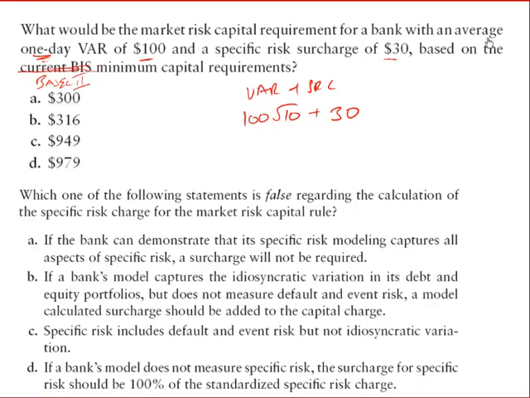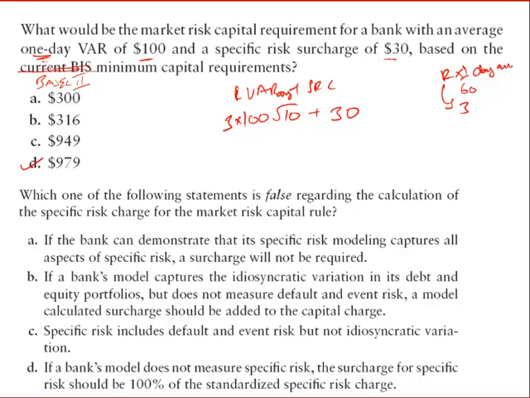And please note, the average 1-day VaR is given. So if you're using the last 60-day average, then we have to also multiply it with K. The minimum value of K is said to be 3. Since nothing else is mentioned, we'll assume K to be equal to 3. So 3 into 100 into root 10 plus 30, which comes out to be $979.